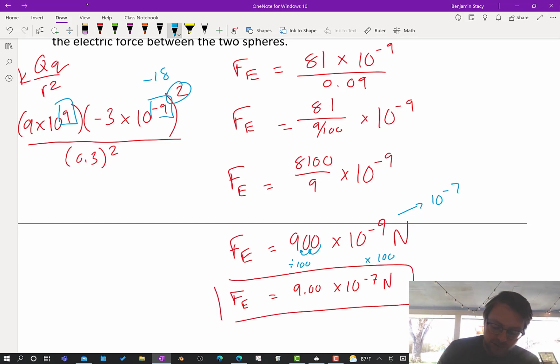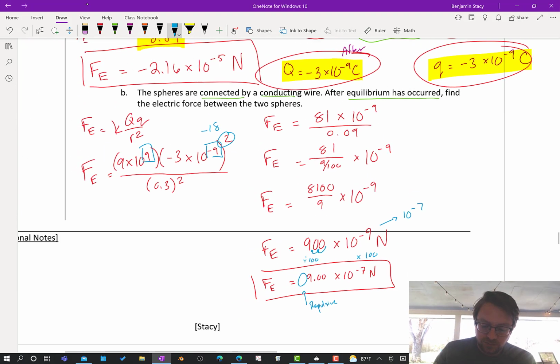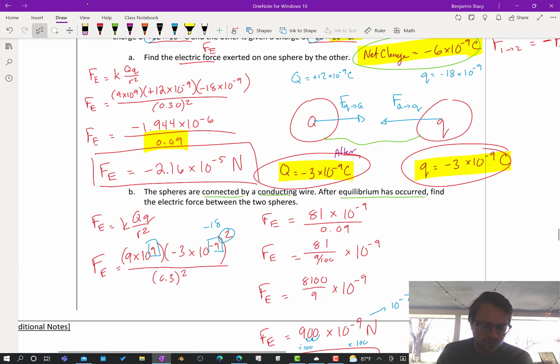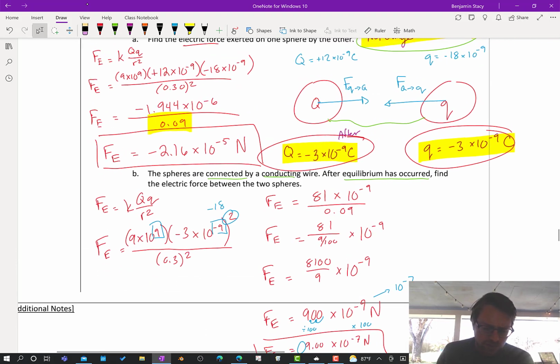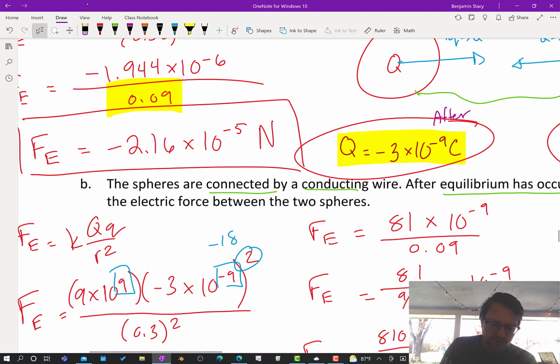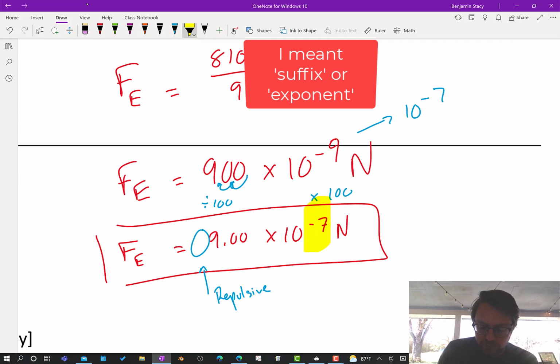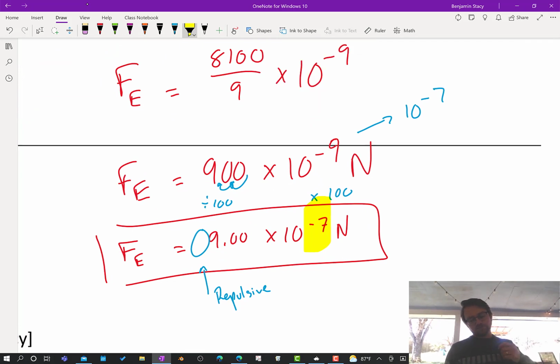Notice we have a positive answer, so this is now a repulsive force. And let's see if our force is smaller, because we have smaller charges. They're both charged with 3 times 10 to the minus 9. Before it was 12 and 18. So initially we got 2 times 10 to the minus 5. Just look at the prefix. And now we've got a smaller amount of force, which is times 10 to the minus 7.